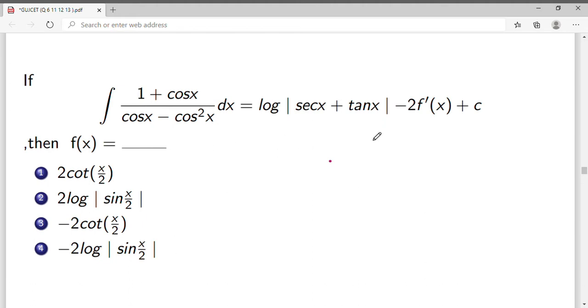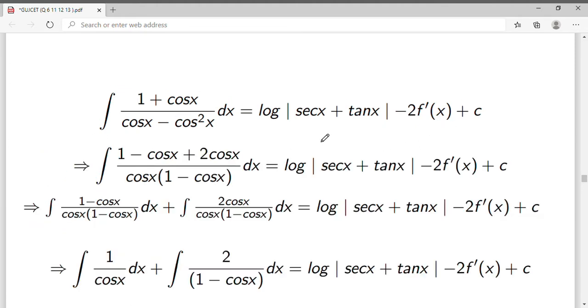Here, to find the value of f of x, one equation is given. First do the integration of this, then compare both the sides, and from this find the value of f dash x. After getting f dash x, do the integration on both the sides, so we get f of x. Now let's proceed. Here this value is given to us. Now first solve this integration.